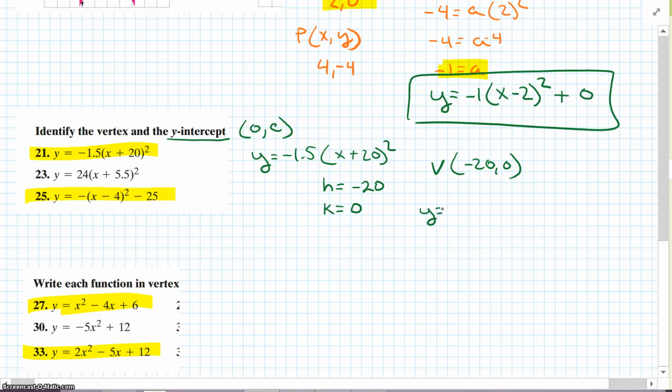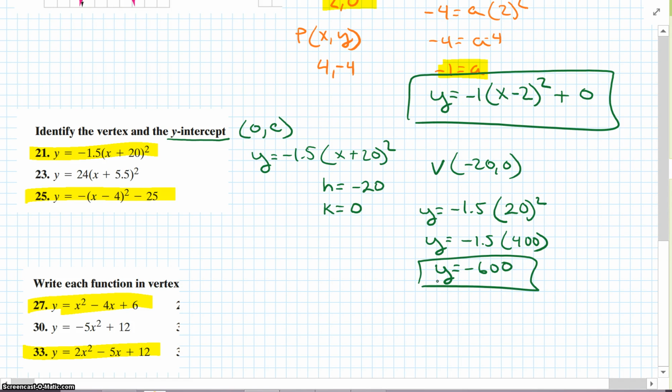So y is going to be equal to negative 1.5 times (0 plus 20) squared, or 20 squared. So y is going to equal negative 1.5 times 400. So y is going to be negative 600. That's the y-intercept. All right.